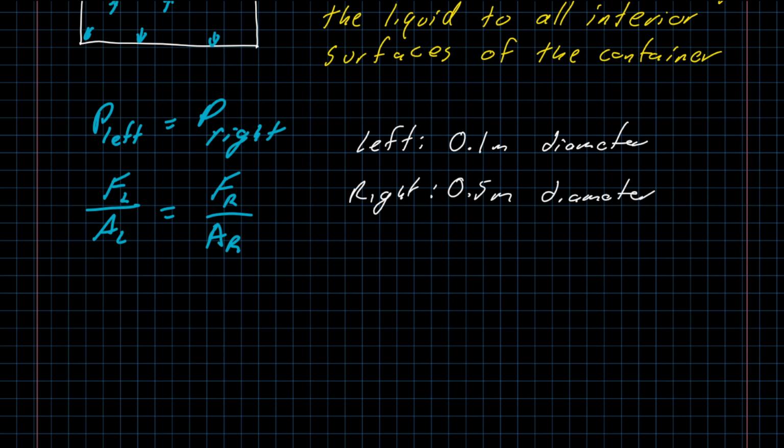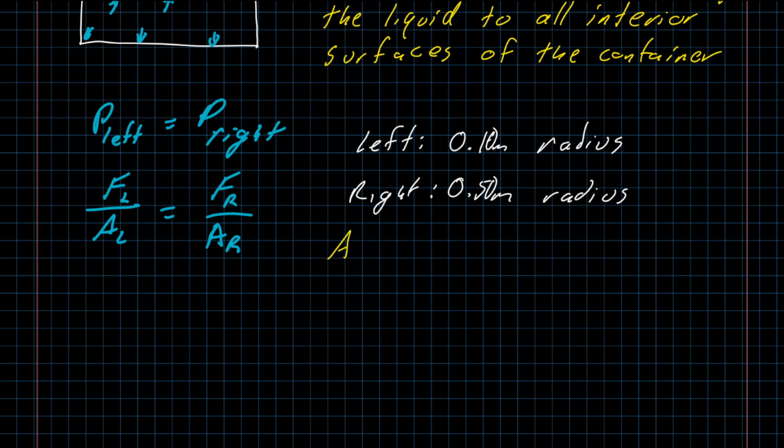Let's say that the piston on the left is a cylinder whose cross-sectional area has a diameter of 0.1 meters. Actually, let's make this even easier on ourselves. Instead of thinking about diameters, let's think about radii. The piston on the right has a radius of 0.5 meters. Maybe we'll tack a 0 in at the end here so we have a couple of significant figures that we can work with.